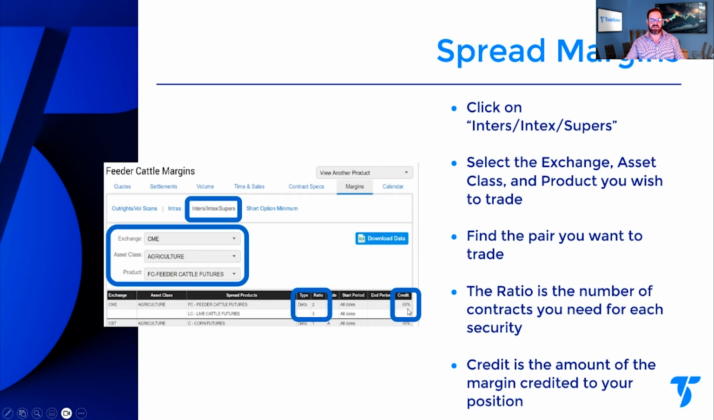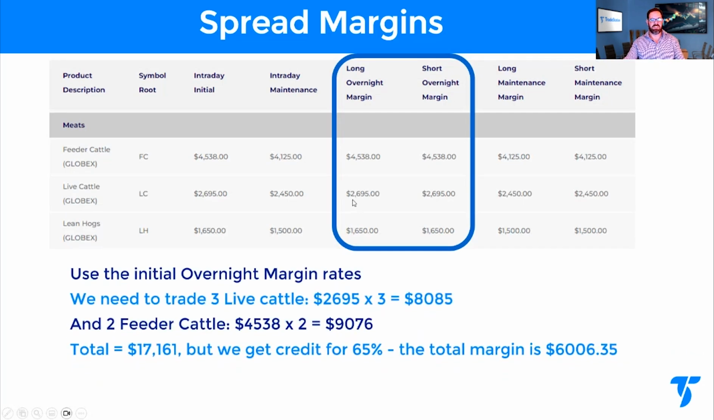65% credit. So you'd find the initial margin, live cattle $2,695, feeder cattle $4,538, and you multiply them by the ratios. So total, that's $17,161 of margin required. But we get credit for 65%. So the 35% that's left is only $6,006.35 for the overnight margin. Margins are much smaller on spreads than they are on directional trades because the risk is reduced as well. But so is the reward.